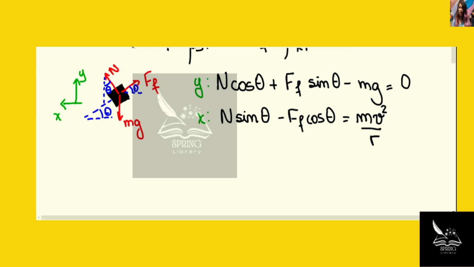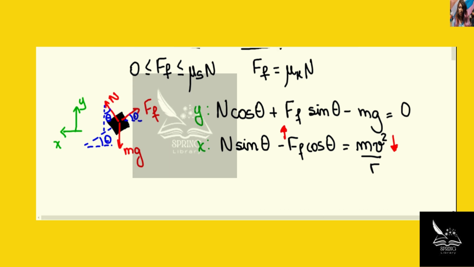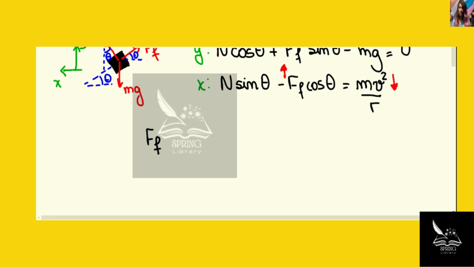What we need to do now, first of all, is to notice that if we're looking for the smallest value of v, then we're actually looking for the greatest value of the frictional force. And we know that the greatest value that the friction force can have, so that the spool does not slip down the rod, is equal to the coefficient of static friction times the normal force. So I'm going to substitute this into our equations.